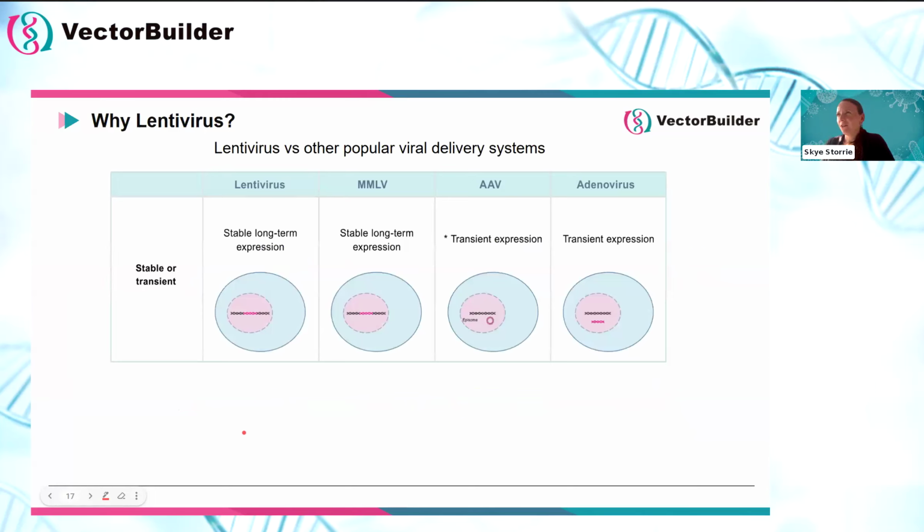So, how does lentivirus compare to other popular viral delivery systems? If you want stable long-term expression of your gene, then lentivirus and MMLV are both good choices because they integrate into the host genome. If you want more transient expression, then you can use viruses such as AAV and adenovirus because these don't integrate. Interestingly, for AAV, if you're transducing non-dividing cells, it can actually hang around for quite a long time because it exists as this very stable episome, unlike adenovirus, which has a linear genome and tends to get degraded faster.